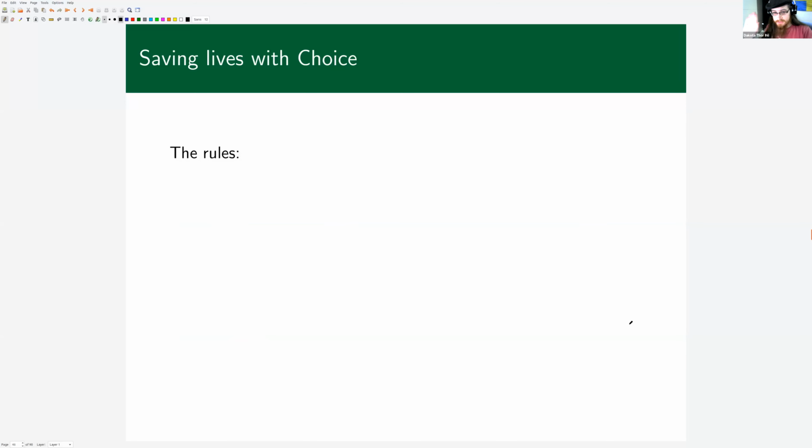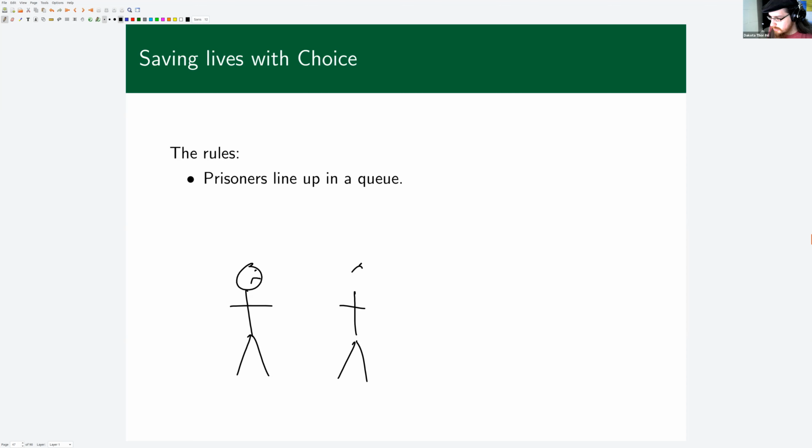Okay, so here are the rules of the game. The prisoners line up in a queue. So they all face forward, and they're all looking forward at the next person in line, so that everyone sees all but finitely many of them. So prisoner 0 sees everyone but himself, prisoner 1 sees everyone but himself and prisoner 0, and so on. Okay, so they're all facing this direction.